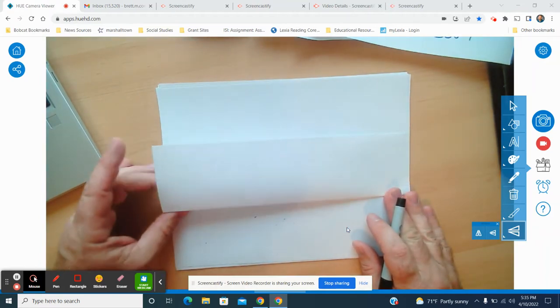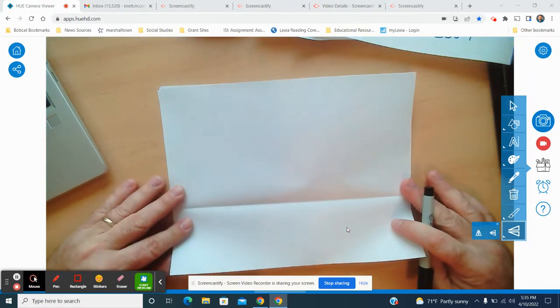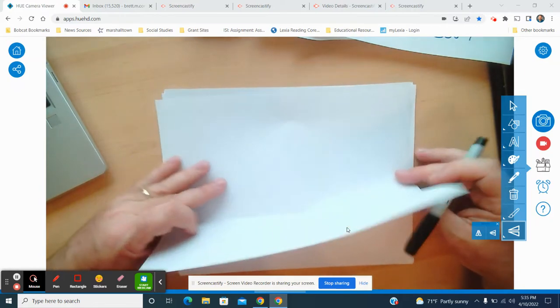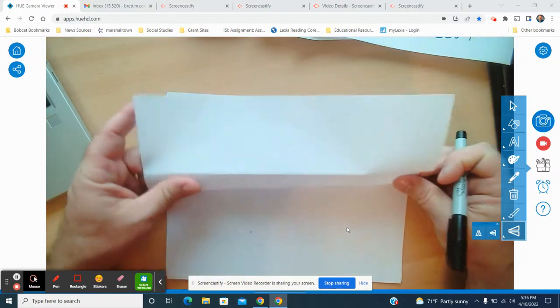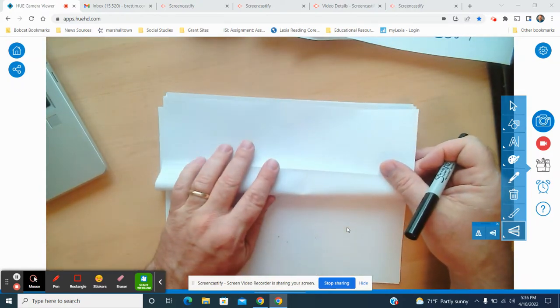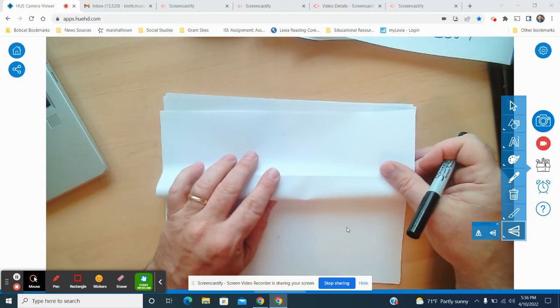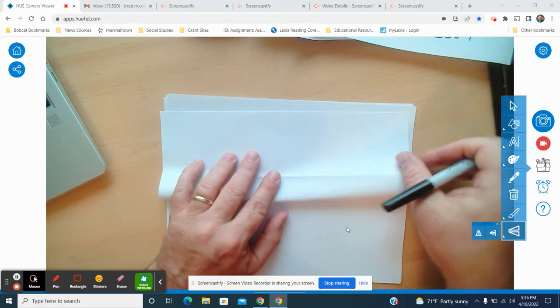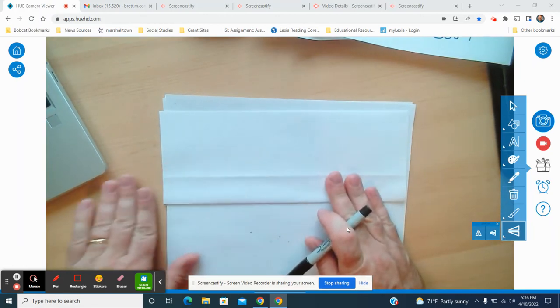Okay, that's our first one. Then we're going to come back. See how I've used about a third of that paper? Now we're going to come back and go again, but we're going to do it at the halfway mark. And once again, it doesn't have to be perfect, but if you've got paper underneath you, pay attention because you might be lining up the wrong piece of paper and have something really, really goofy looking.